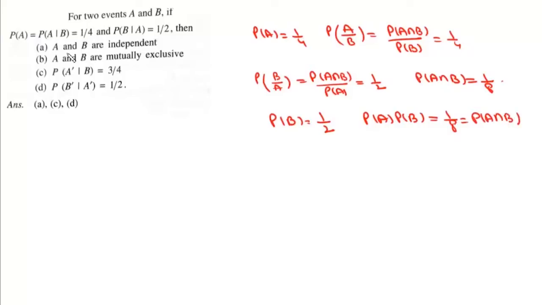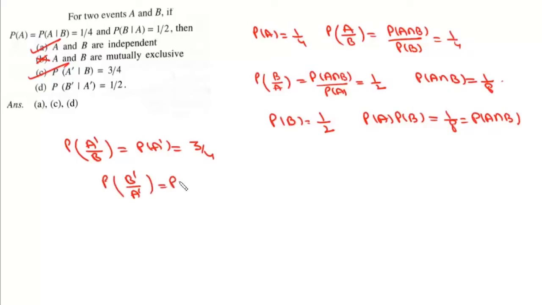That means A and B are independent. And since the intersection is not 0, they are not mutually exclusive. Now if A and B are independent, then probability of A naught upon B will be same as probability of A naught, and probability of A naught is 3 by 4. That's your option C. And the same way, probability of B naught upon A naught will be same as probability of B naught, which is 1 by 2. So the correct options are A, C and D.